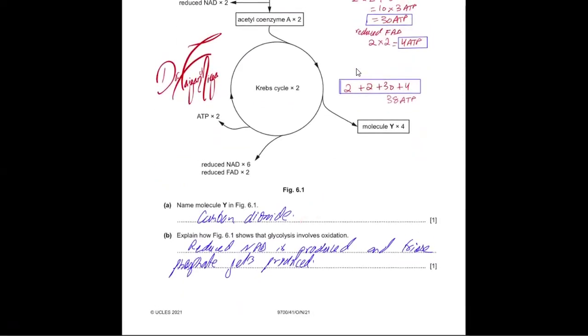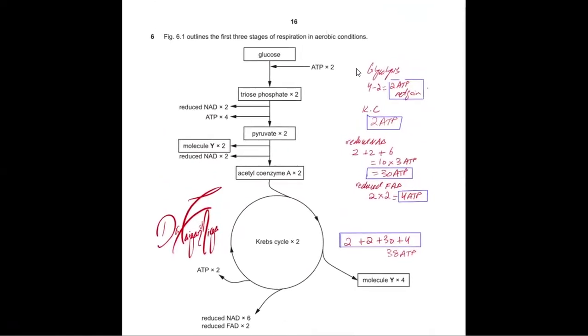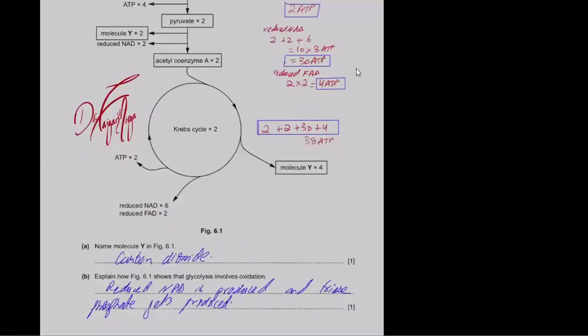Later they're asking how we can know from figure 6.1 that glycolysis involves oxidation. We know oxidation means that something must be getting reduced. So reduced NAD is being produced, and yes, that will get you a mark. Plus, we can see that triphosphate is being produced. So that shows us that this is an oxidative pathway.